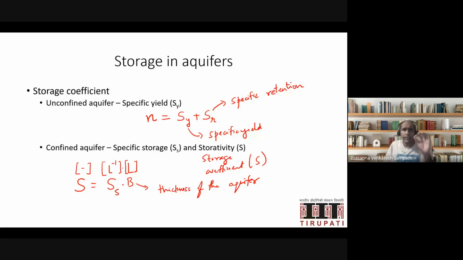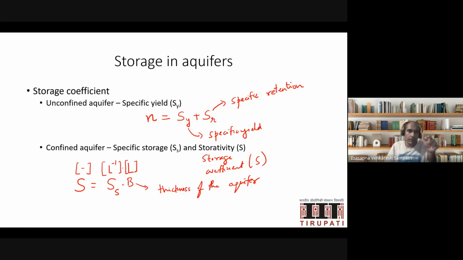We'll define specific yield in a more precise way. What I explained to you was a very physical demonstration of what specific yield is, but we have a more precise definition of specific yield. We'll come to that. This definition is only applicable for an unconfined aquifer. When it comes to a confined aquifer, we use a slightly different terminology. It's called the specific storage, SS, or storativity, that is capital S. Sometimes it is also referred to as storage coefficient. Both these terms are used interchangeably. Storativity or storage coefficient, both of them use the symbol capital S.